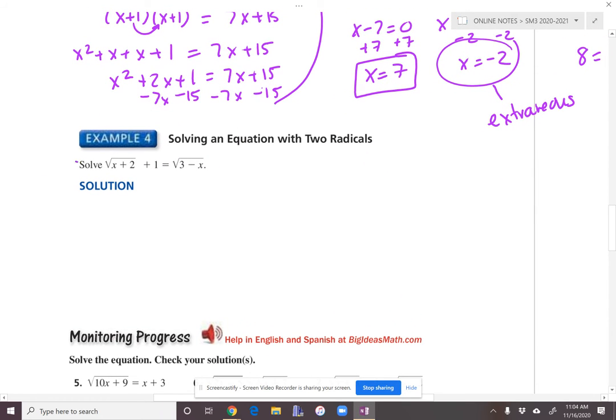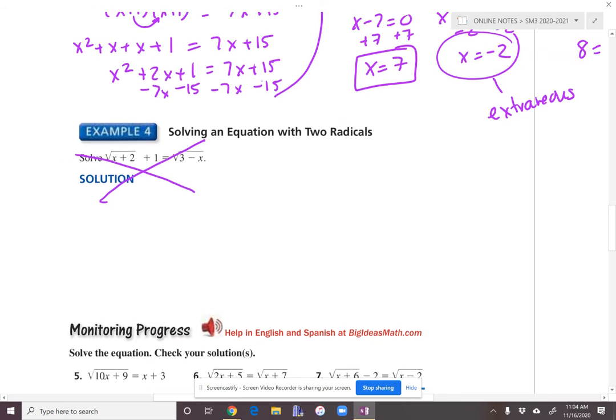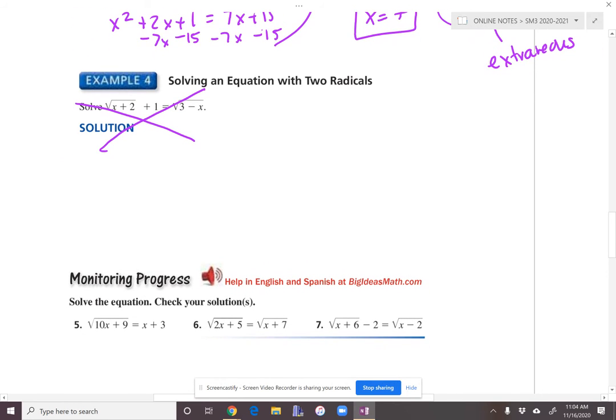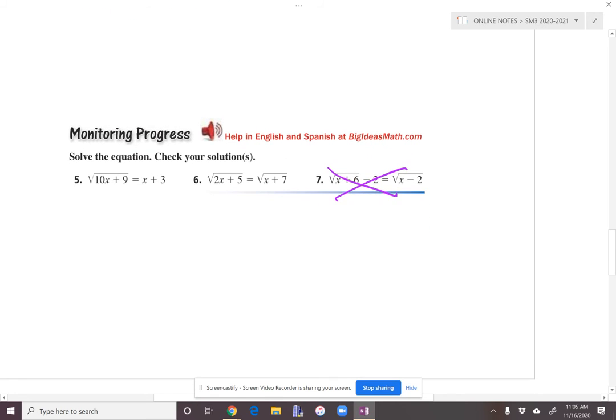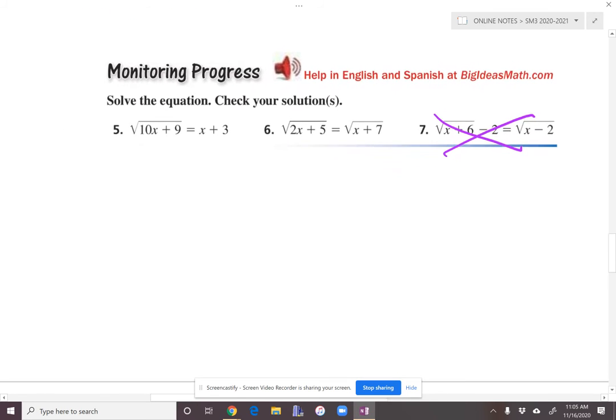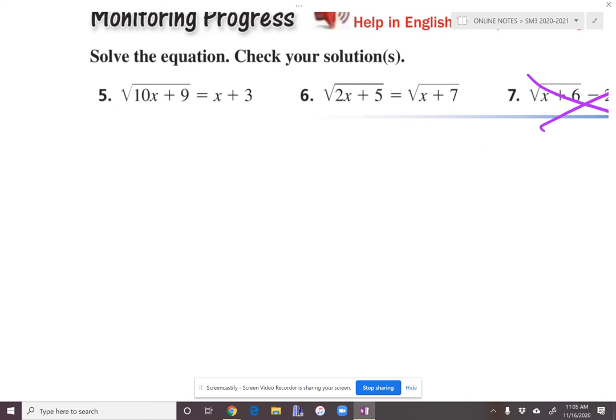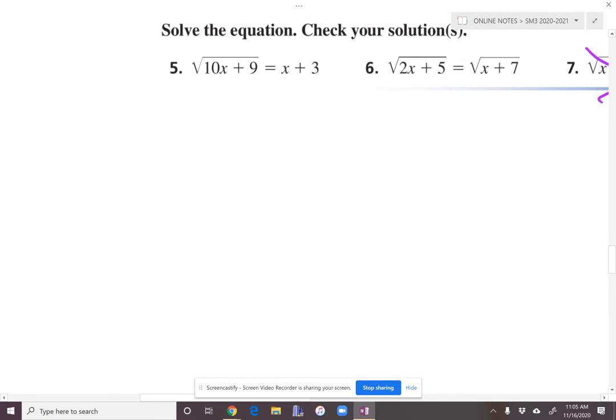This next example, I'm not going to give you problems like that because they turn out really, really messy. When you have a radical on both sides and a plus, so like this number 7. Okay, pause the video if you want to, but I'm going to go through these monitoring progress ones just so you can see them. These go through where you have to square both sides or cube both sides, but they take kind of a lot of work. So get ready. Pause it if you want to try it on your own. If not, hang in there with me.